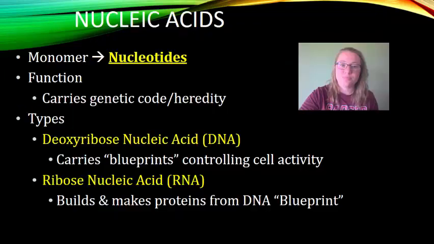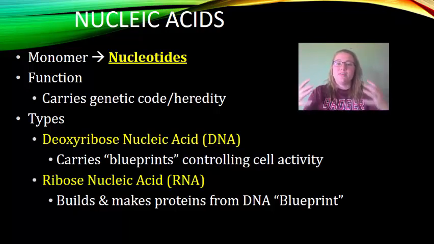The final macromolecule is nucleic acids, and these are made up of nucleotides. The function is to carry that genetic code or your heredity. This is what tells your body what to do and how to do it. There are two types of nucleic acids. You have your DNA and your RNA. Your DNA, that is the main code. That's the blueprints for figuring out what your body does.